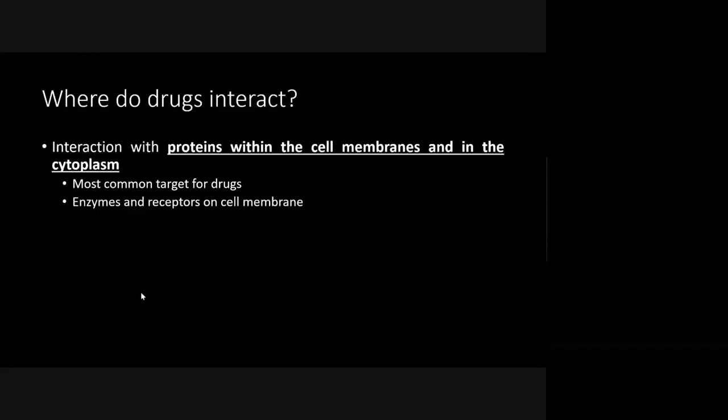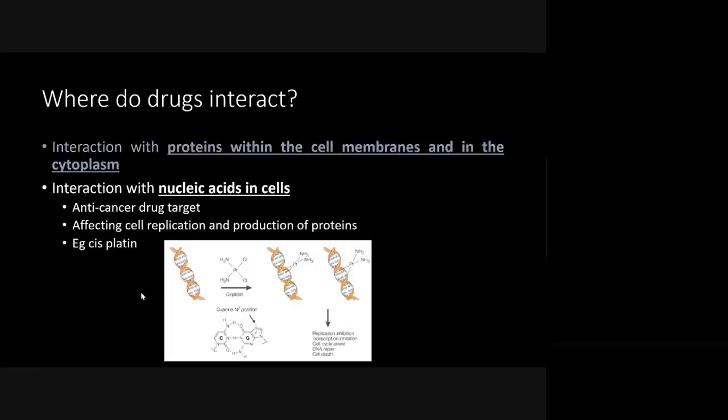Next. So where does the drug interact on the cell? The drug can interact with the proteins within the cell membrane. It can just bind to the protein or the cell membrane. That protein can be enzymes, just now introduced, or it can be a receptor. That's the most common target for a drug. The drug goes to the active site or the non-active site of the enzyme and binds to it.